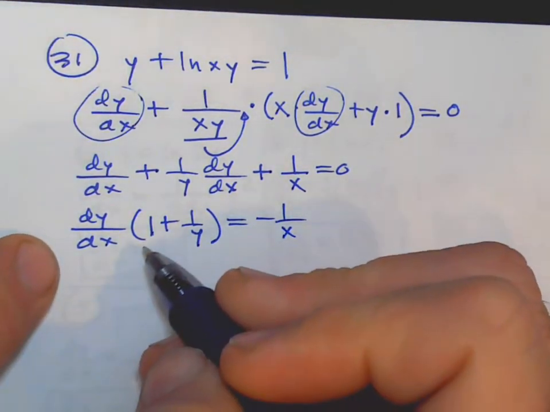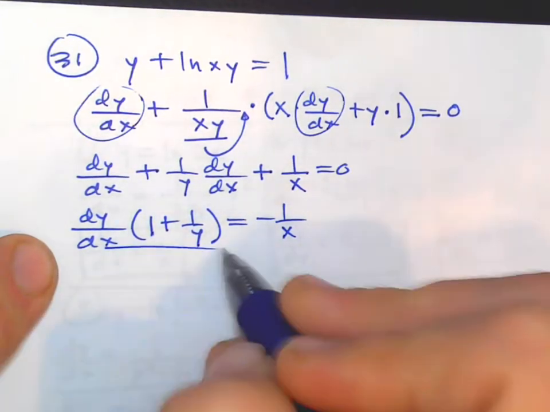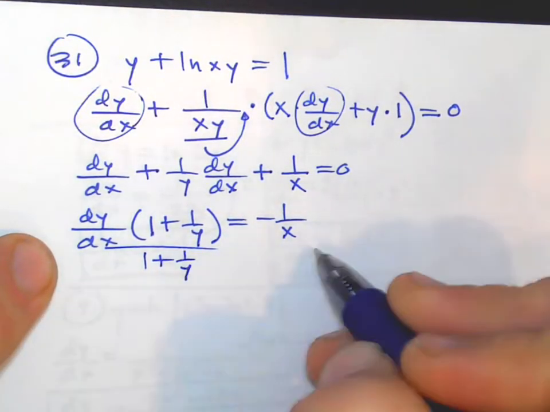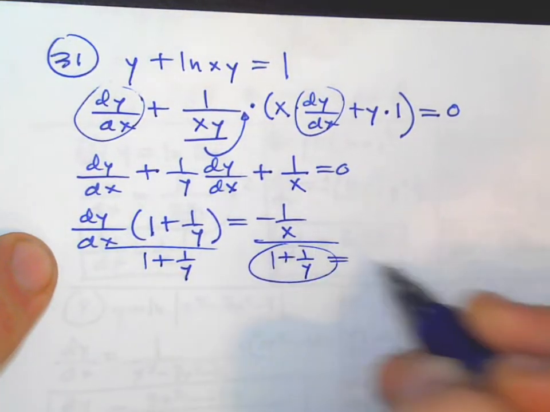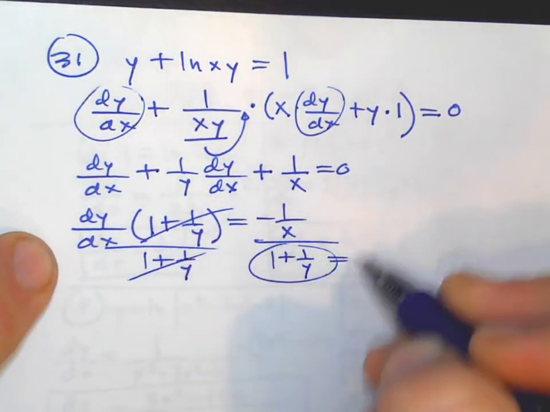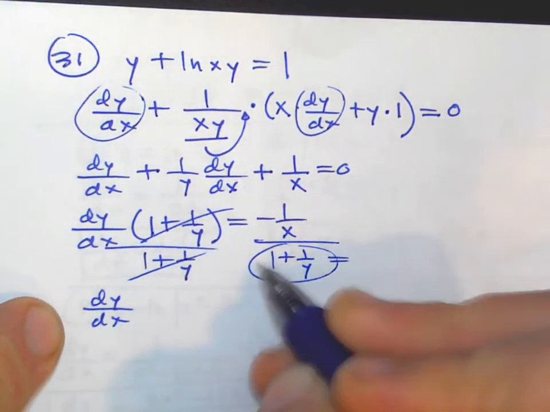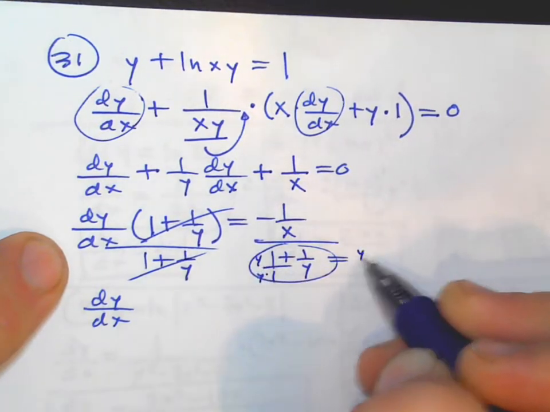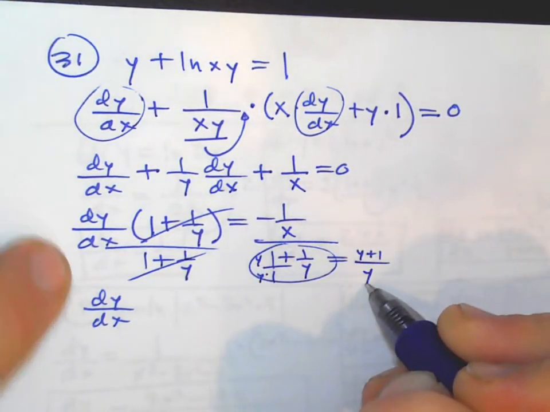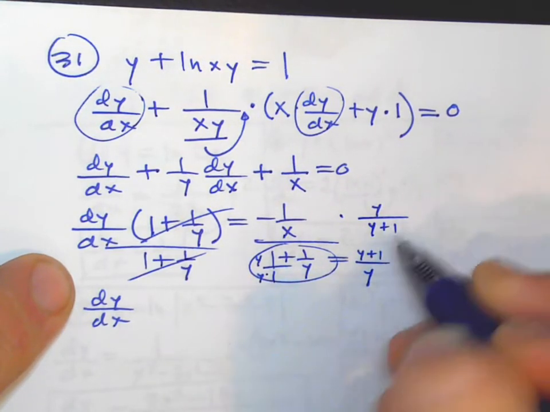And then you're going to divide both sides by this, right? But you might change this to a single fraction so that you can change it to multiplication. So you can't just flip this the way it is. So the least common denominator would be the same thing as y plus 1 over y. So I'm going to multiply by that reciprocal instead of dividing by.